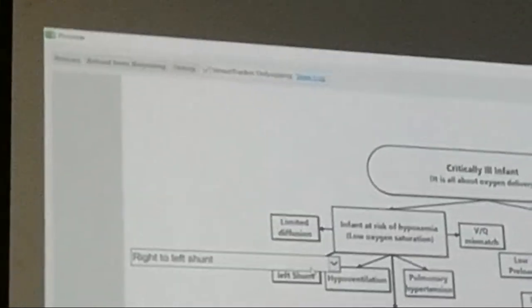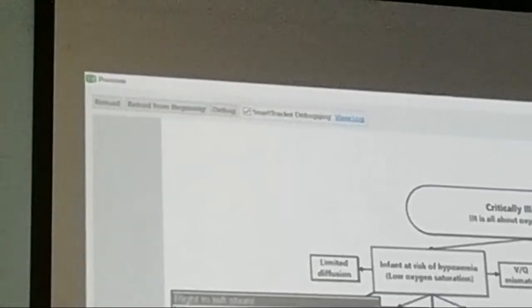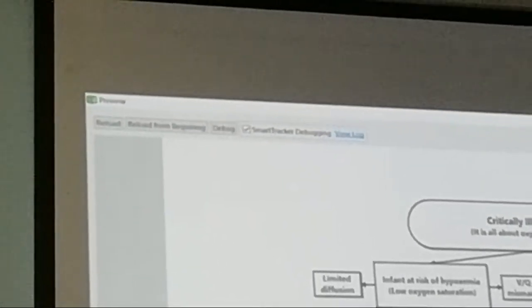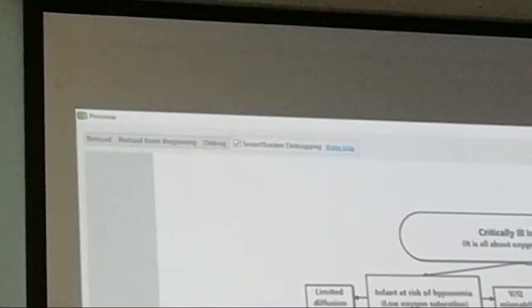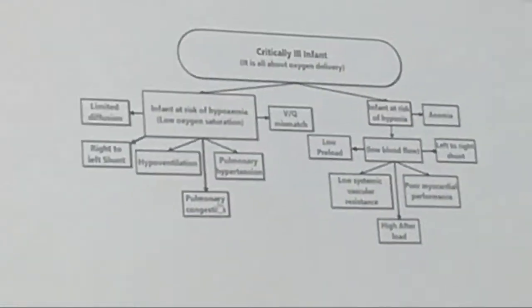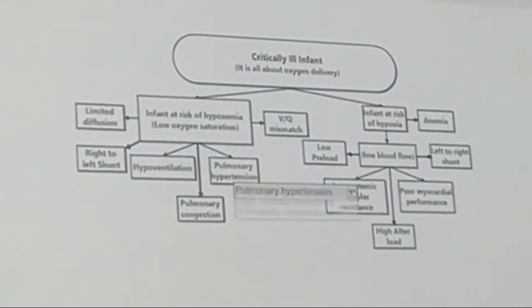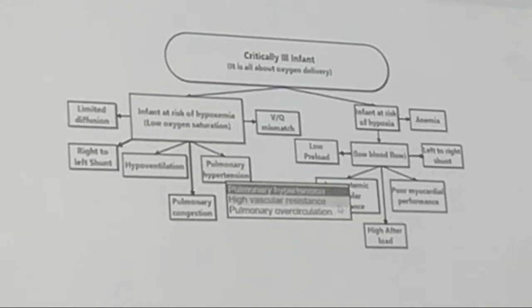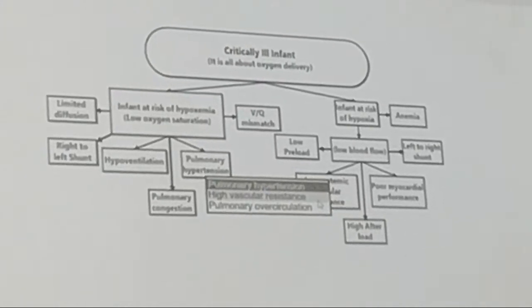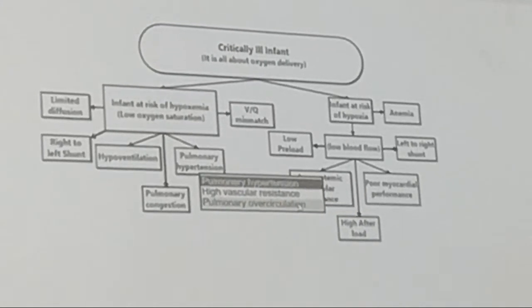Right to left shunt is common with severe lung collapse, as intrapulmonary shunt, or it can be intracardiac shunt. Hypoventilation can be due to low tidal volume or low respiratory rate. Lung congestion is common in left to right shunt. Pulmonary hypertension can be due to either increase in pulmonary vascular resistance or pulmonary overcirculation.